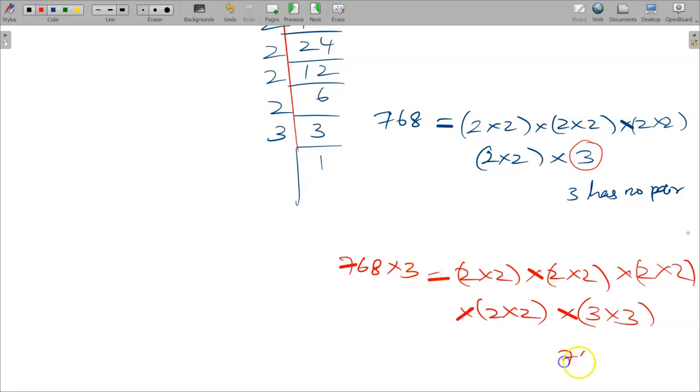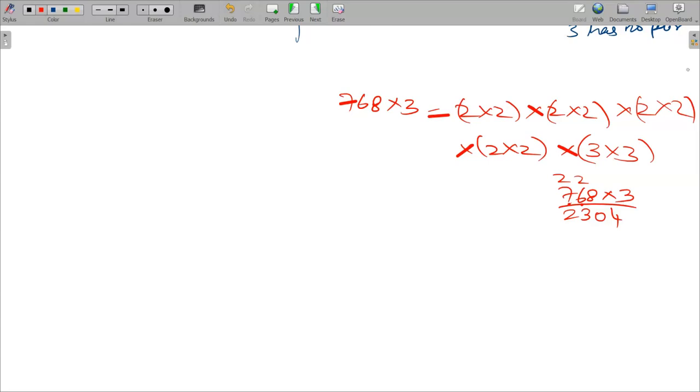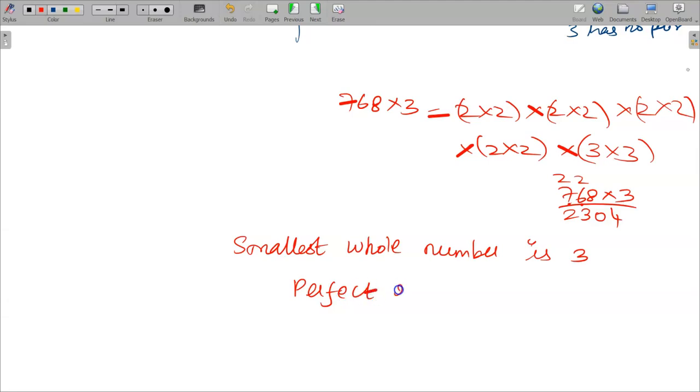So now 768 into 3. 8 3s are 24, 2. 6 3s are 18, 18 plus 2 is 20. 7 3s are 21, 21 plus 2 is 23. Okay, so the smallest whole number which we are multiplying with 768 is 3. And the perfect square number is 2304. Okay, so what is the square root of 2304?